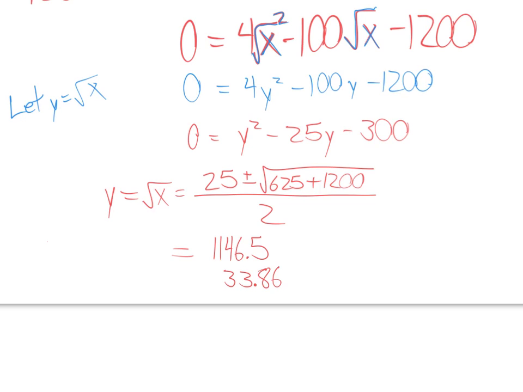So then do we square both sides? She's right. It's 1146.5. 1146 is x after you squared it. What did you get before you squared it? 33.86. Okay, so root x was 33.86 and x is 1146.5. Okay. All right, what's your other result when you do minus the square root?